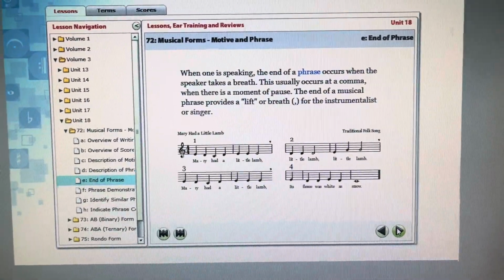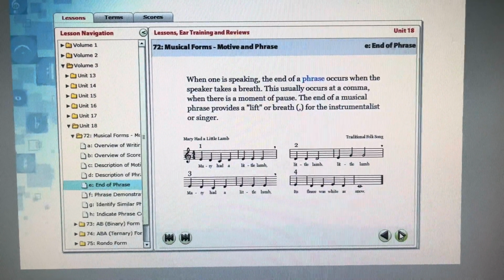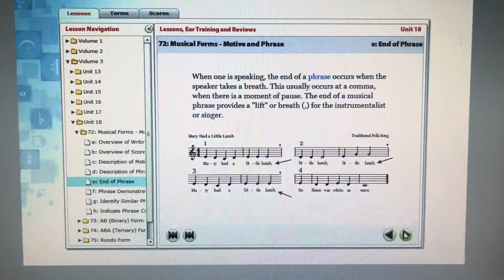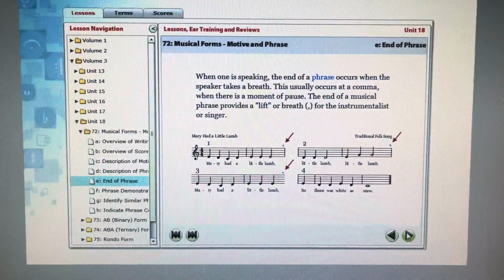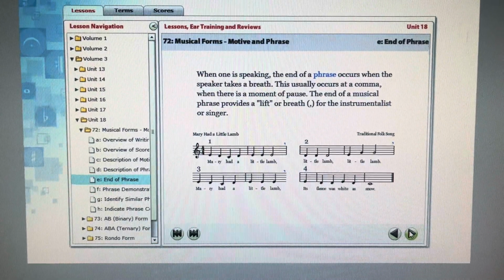When one is speaking, the end of a phrase occurs when the speaker takes a breath. This usually occurs at a comma when there is a moment of pause. The end of a musical phrase provides a lift or breath for the instrumentalist or singer.